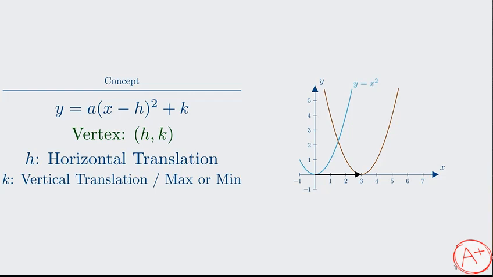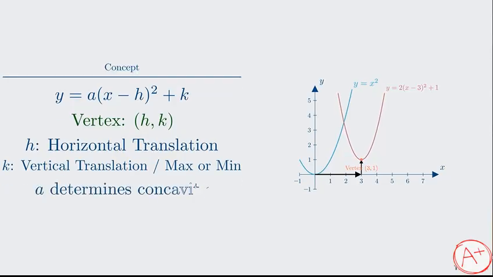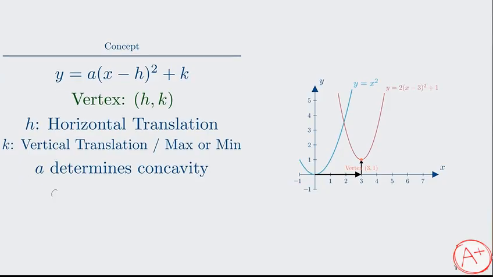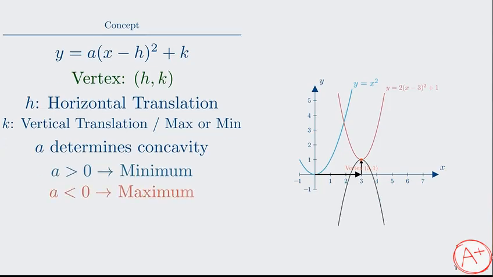Crucially, k tells us the maximum or minimum value of the function, which is the key to finding the range in exam questions. Finally, the coefficient a determines the concavity. If a is positive, the parabola opens upwards, meaning the vertex is a minimum point. If a is negative, it opens downwards, making the vertex a maximum point.